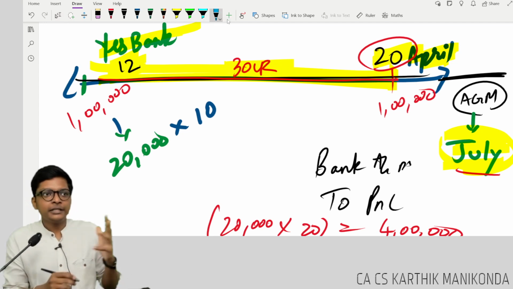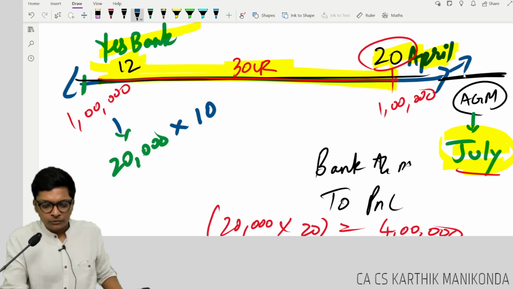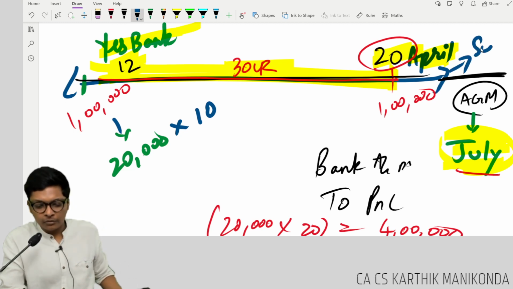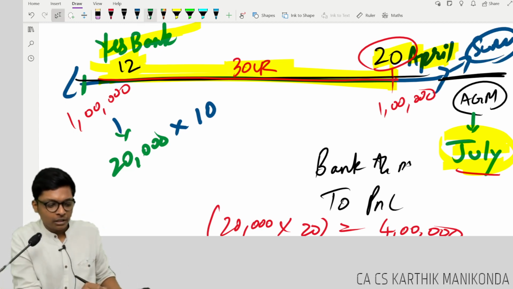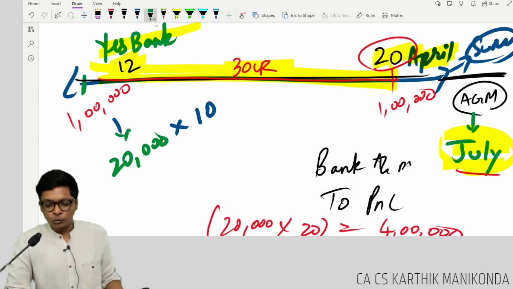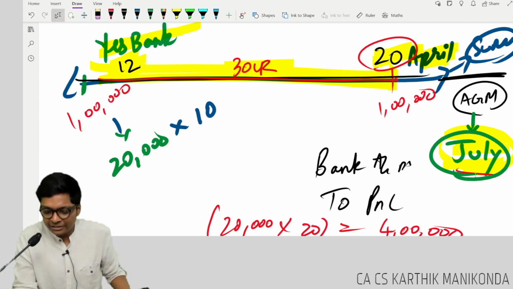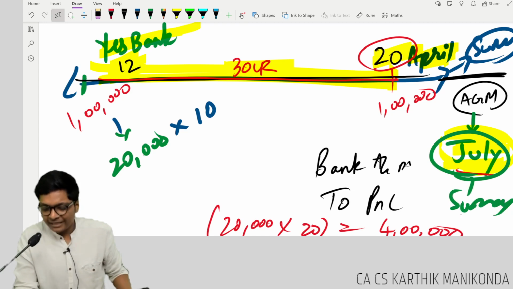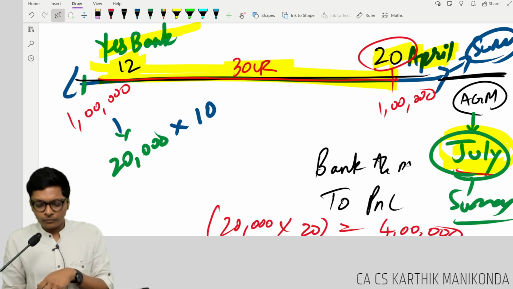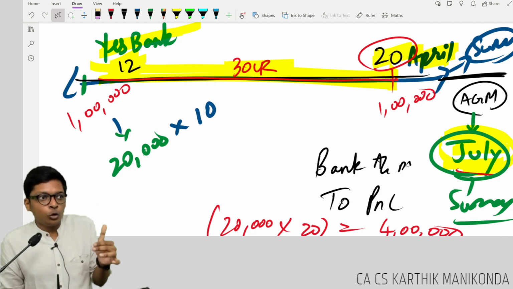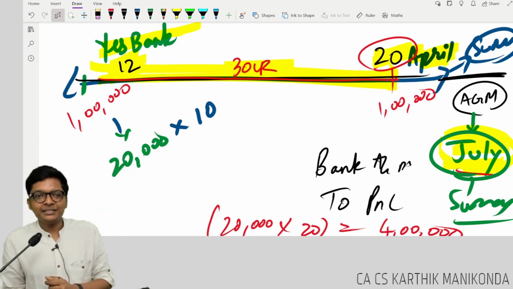Let's say he sold it to Sumaya. Okay. Now, after selling it to Sumaya, who will get the dividend? Sumaya only will get, because in July, who is the shareholder? Sumaya is the shareholder in July. So, Yes Bank gave the dividend to whom? Sumaya. So, Rajaram is fighting.